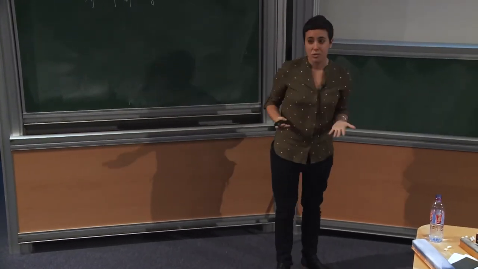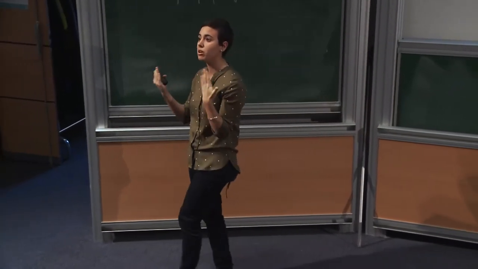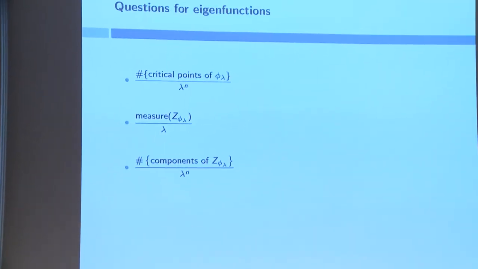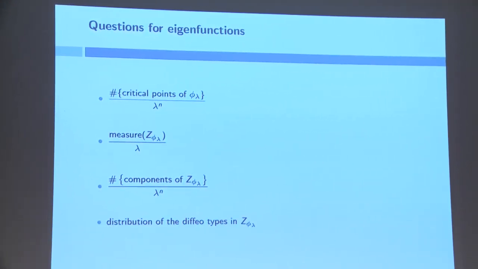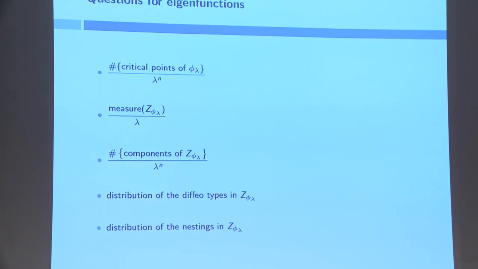The measure of the zero set, as I was saying before, this quotient should remain bounded above and below by two constants. The number of components of the zero set, and so this is going to be the first part of the talk, and then it's going to get a little bit crazier, and we are going to talk about the diffeomorphism types of the components of the zero set, and also about the nesting configurations of these components.